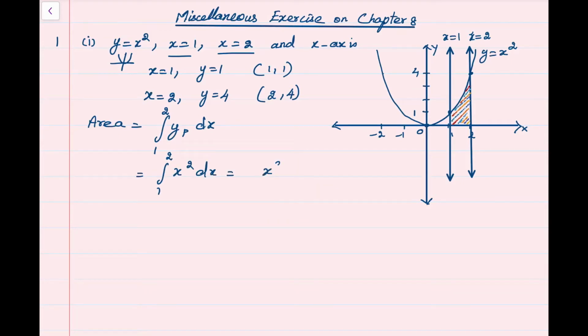And integral of x square is x cube divided by 3. The limits are 1 to 2. 1 by 3 times upper limit 2 cube minus lower limit 1 cube. 1 by 3 times 8 minus 1. The answer is 7 divided by 3 square units.